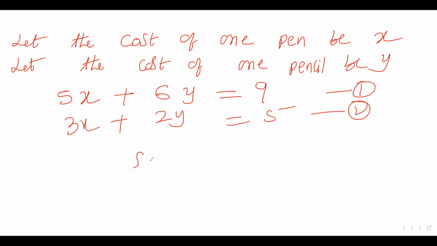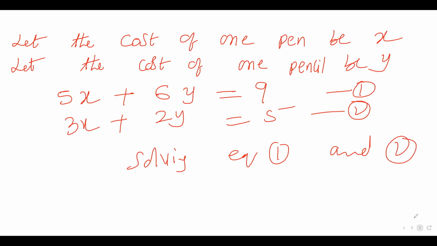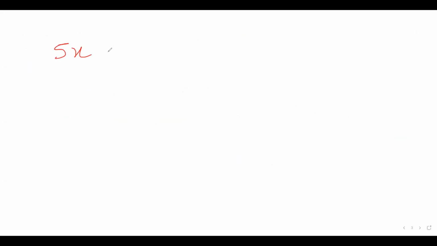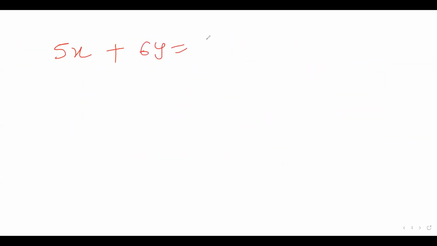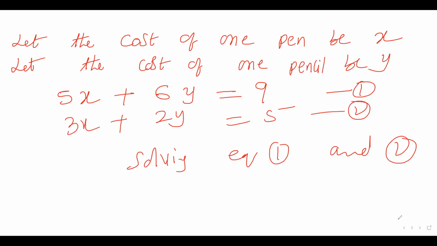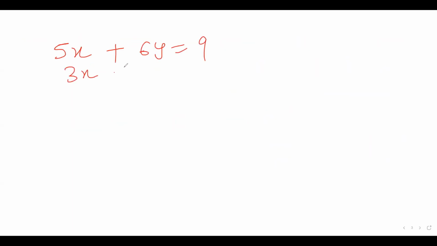Let us solve equations 1 and 2 using the elimination method. 5x plus 6y is equal to 9. 3x plus 2y is equal to 5. I will try to multiply the second equation with 3 so that I can make the coefficients of y equal.